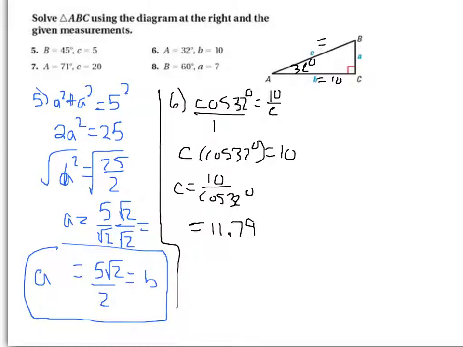Well, I'm not going to do it, but how could we find A now? Well, we have B and C, so use Pythagorean theorem, find them. Okay? So let's look at 7.